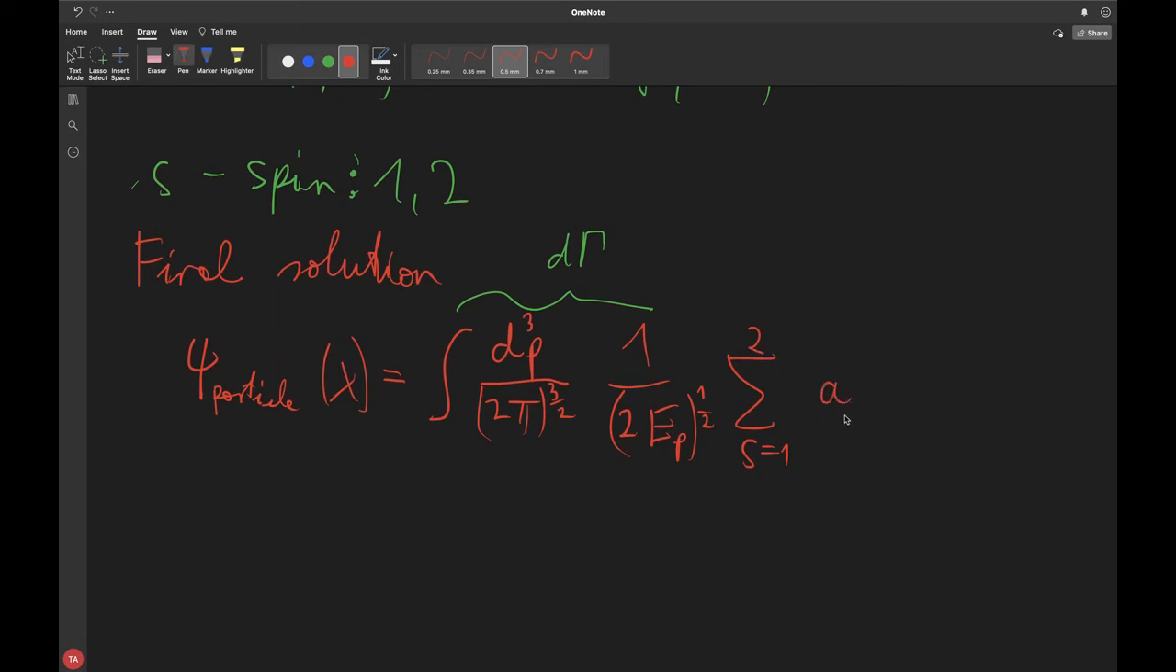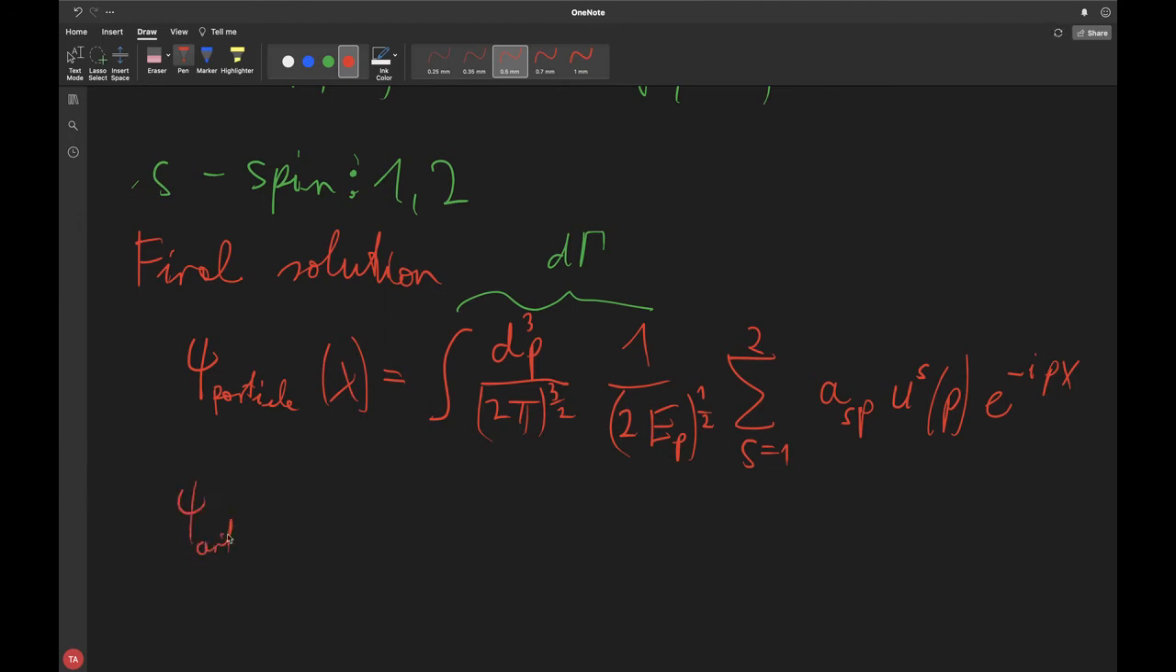We have some coefficient a corresponding to a given momentum and a given spin, and we have this u part of the equation that is different for different spins, and it depends on the momentum, and we have this exponential of ipx. So this is the field describing a particle, a Dirac particle. And we can also discuss what the antiparticle is.